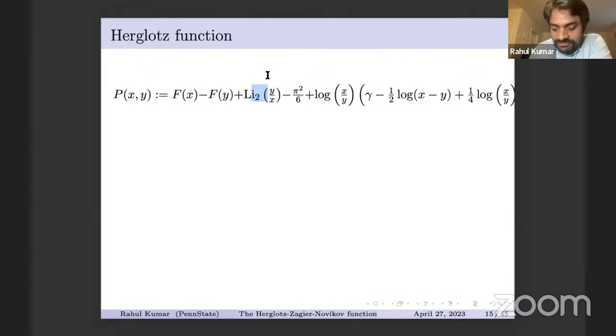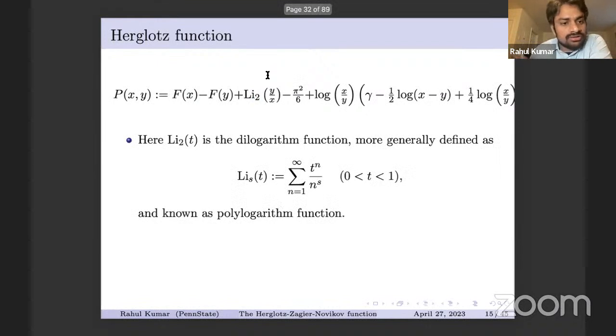Let me define Li2, which is known as the dilogarithm function. More generally, it can be defined in terms of the polylogarithm function. The Li_s function is actually a generalization of the natural logarithm function, that's why it is known as the polylogarithm function. It has analytic continuation in both variables s and t. It's a well-studied function in the literature.